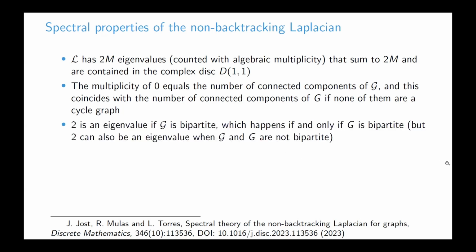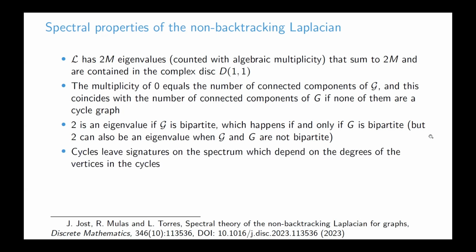Then 2 is an eigenvalue if the non-backtracking graph is bipartite, which happens if and only if the original graph is bipartite. And the only difference with the simple case is that we don't have an if and only if for the eigenvalue 2. And then I know that this sentence is very vague, but I did that on purpose. Cycles leave signatures on the spectrum, which depend on the degrees of the vertices in the cycles.